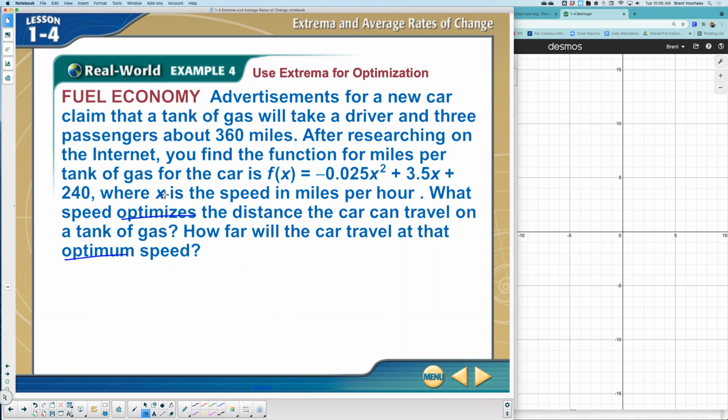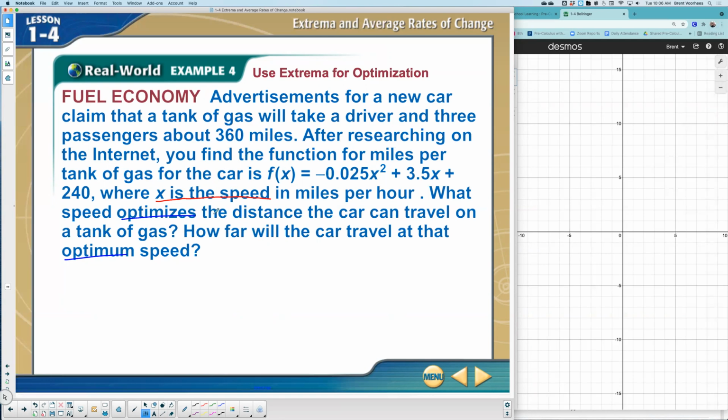So just to be clear, X is the speed. I like to underline when it tells me the variables. It doesn't tell me the Y, but Y is the distance. That's what it's referring to here. Y is going to be the distance. It didn't tell me that. Or f of X will be the distance, in other words. But X is the speed.